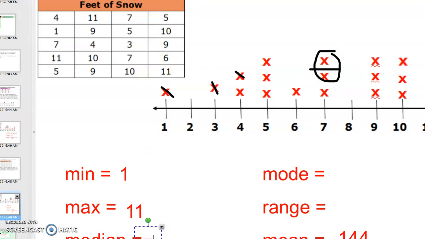Right? And if you're not sure, you can add them together and divide by 2. So that's 7 plus 7 is 14. 14 divided by 2 is 7, and that makes sense. 7 is in between 7 and 7. So your median is 7.